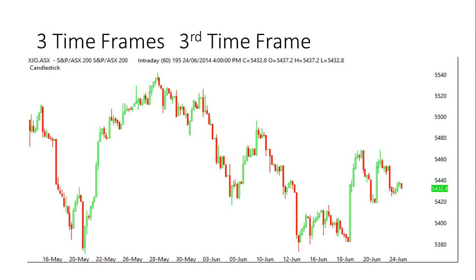This type of information, or this type of view of the market, will help you put together a trading plan. Trading plans are different for everyone. Everyone's interested in different things. There's no right or wrong trading plan. The interesting thing is you just need to understand which trading plan you're working to.